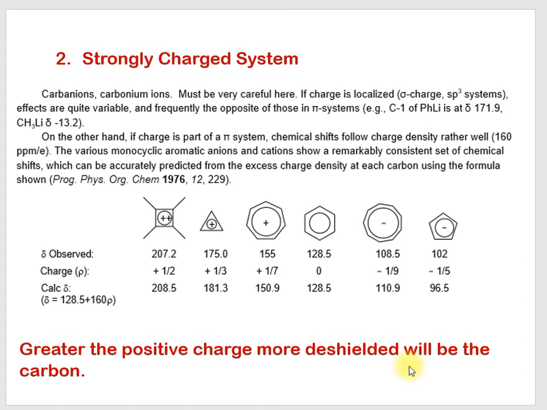Now, another important factor is charged systems. The species can be positively charged or negatively charged. The more the positive charge, the more will be the deshielding effect. Here the carbons are resonating at 207.2. All of these carbons will resonate at one field, 207.2. Now in the cyclopropyl cation, 175, and here 155.